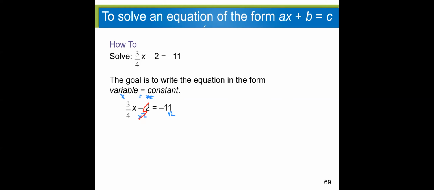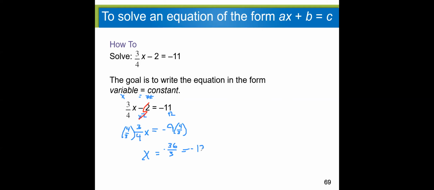So let's blow up our 2's. Bang, smash, smash. Leaving us with 3/4 x equals negative 9. And now, when I multiply both sides by 4/3, I'm not having to distribute anything. I'm only affecting, really, one part of it. So x equals, what would that be? 36/3, which is 13.